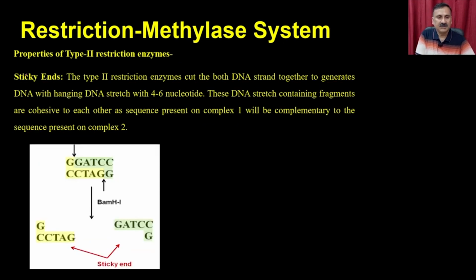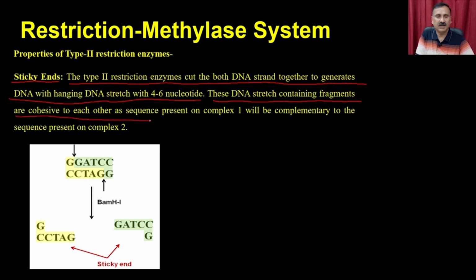Then it also generates sticky ends. So what do we mean by the sticky end? The type 2 restriction enzyme cuts both DNA strands together to generate DNA with a hanging DNA stretch of 4 to 6 nucleotides. These DNA fragments are cohesive to each other, as the sequence present on fragment 1 will be complementary to the sequence present on fragment 2.